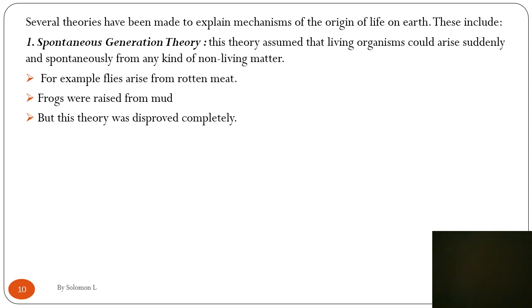Several theories have been made to explain the mechanism of the origin of life on Earth. Among these theories, the spontaneous generation theory is one of them. This theory suggests that living organisms could arise suddenly and spontaneously from non-living matter, meaning non-living matter can give rise to living organisms. For example, flies arise from rotten meat, and frogs arise from mud.